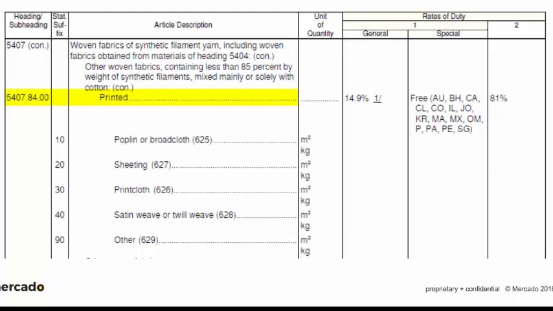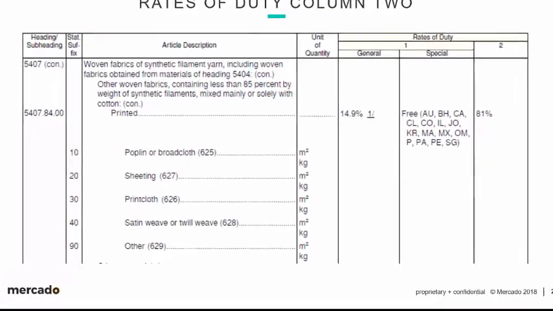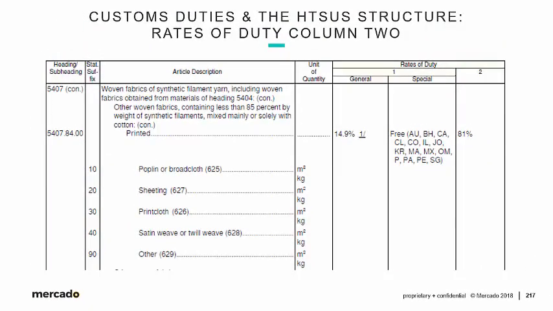If sourced from countries out of the general column, that normal trade relations status, it's 14.9%. From any of these countries in the special column, Australia, Bahrain, Canada, Chile, Colombia, Israel, Jordan, Korea, on, it's duty-free. Conversely, in column 2, it's 81%. A stark difference, a good illustration.